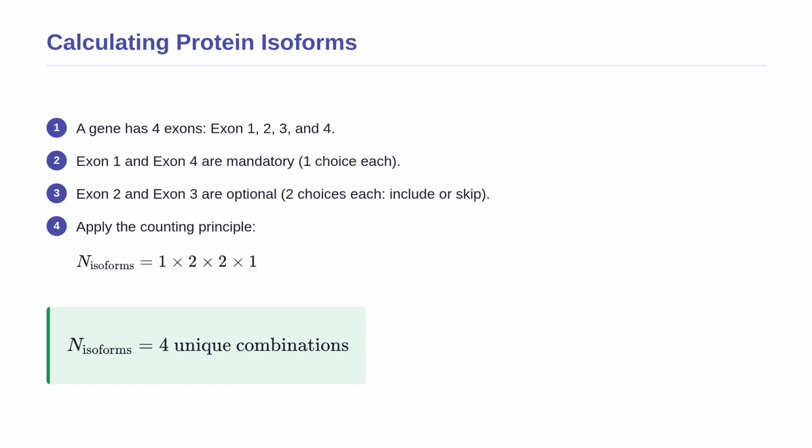Since exon 1 and 4 are mandatory, their probability of inclusion is fixed at a value of 1. Exon 2 and 3 are optional, presenting a binary choice of 2 each. Multiplying these together, 1 times 2 times 2 times 1 gives us a final answer of exactly 4 unique combinations. Practically, this means the cell creates 4 entirely different proteins from just one gene.